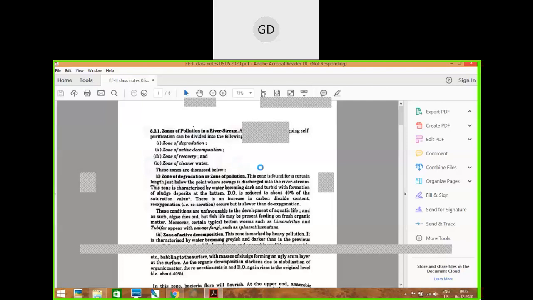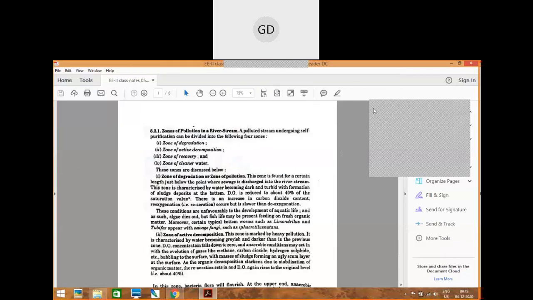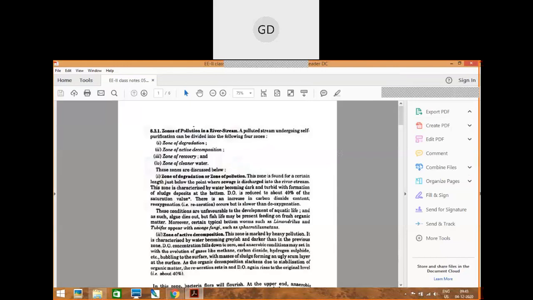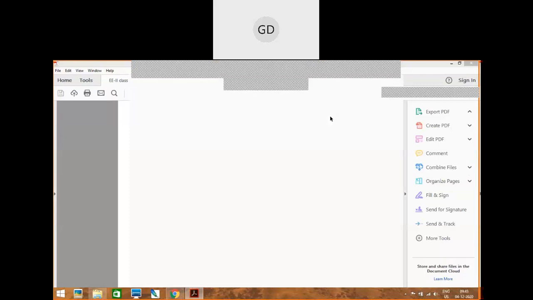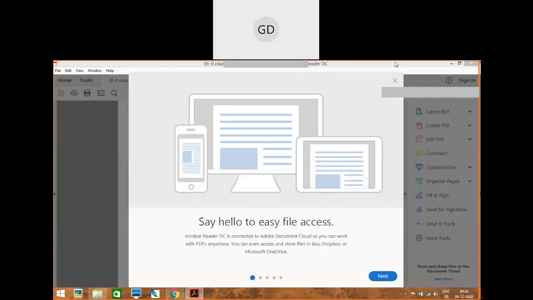Okay, are you able to see my screen? The screen is visible, right? Okay.